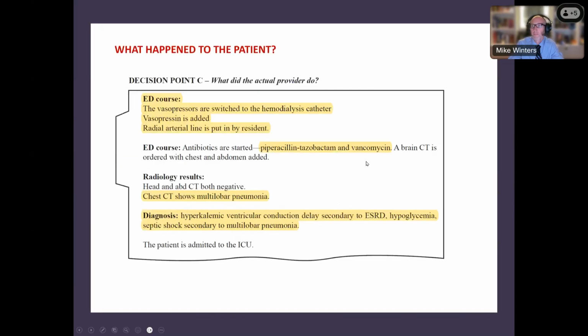So what happened with this patient? The patient had vasopressin added to the other vasopressors. An A-line was put in. She was put on Zosyn and vancomycin. She had CT scans of the head and abdomen, which came back fine. And as it turns out, her chest CT showed a multilobar pneumonia. It's amazing how often the chest X-ray will be normal, and then the CT will show a multilobar pneumonia. But at any rate, she got admitted to the intensive care unit and actually did live through the interventions that we did in the emergency department.